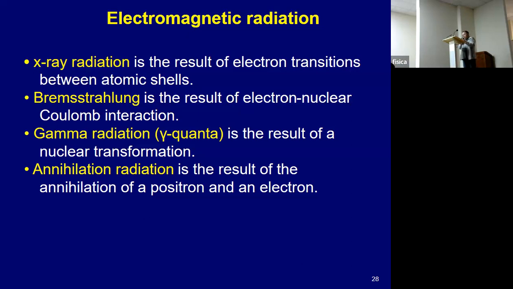Gamma rays are emitted during the transition between energy levels in the nucleus. They can also be emitted during other decay modes. Gamma rays have a discrete energy spectrum.